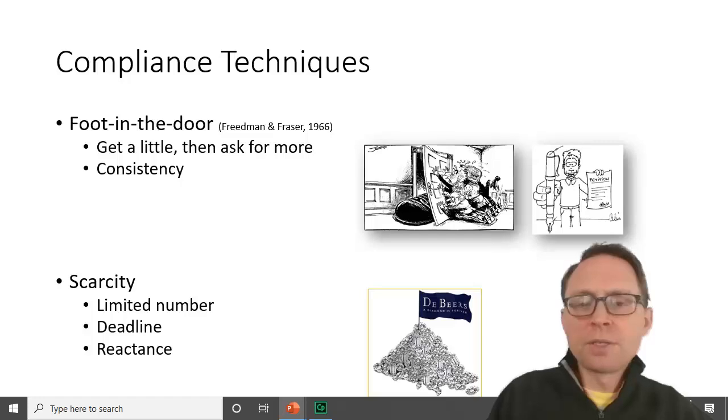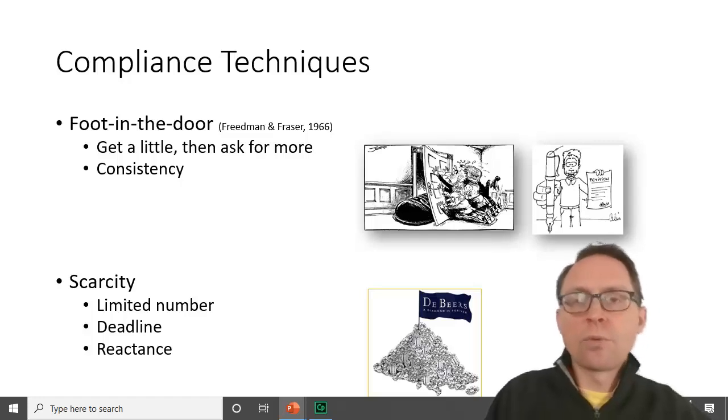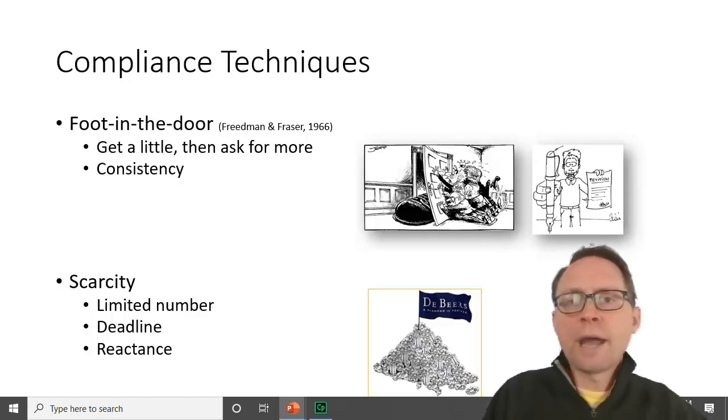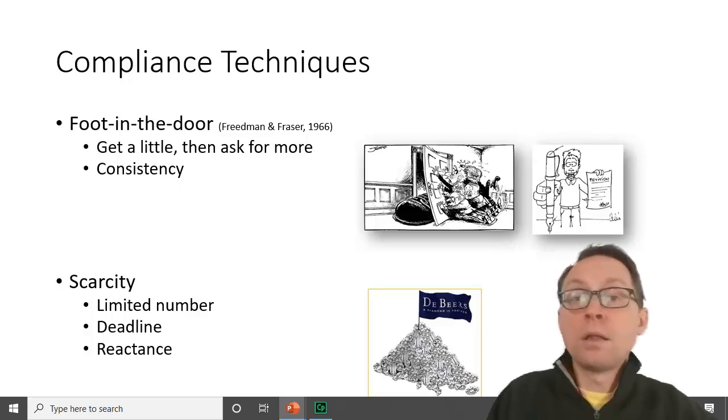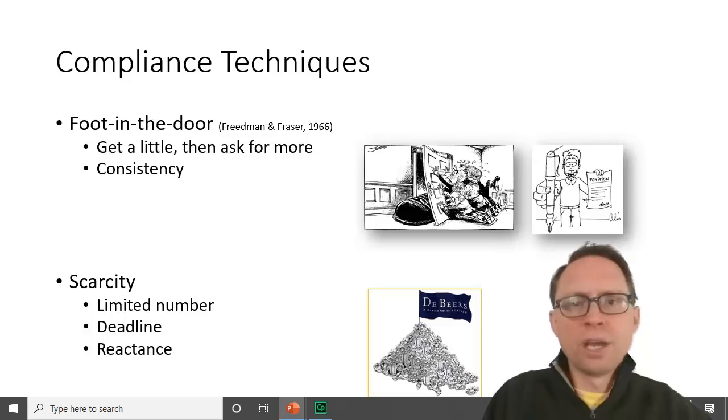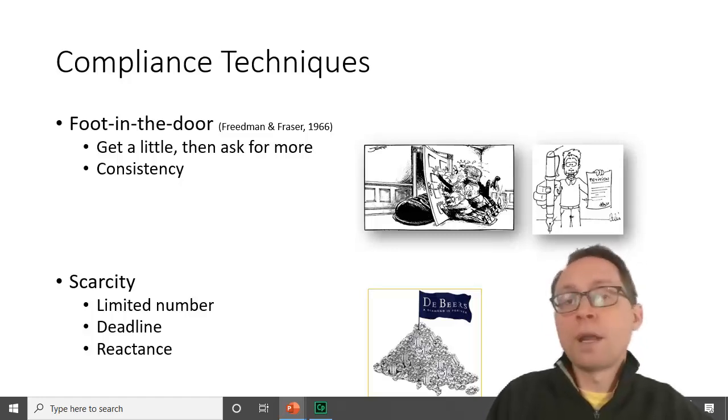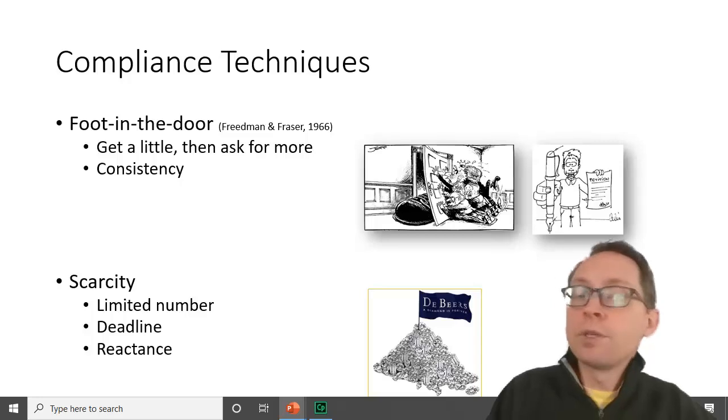For example, De Beers is a diamond corporation. What happens is they actually limit the amount of diamonds that are available in the marketplace. Diamonds are not the rarest of gems, right? In fact, compared to other rare gems, they're relatively common. But because we've created an idea of scarcity, they've increased their value.